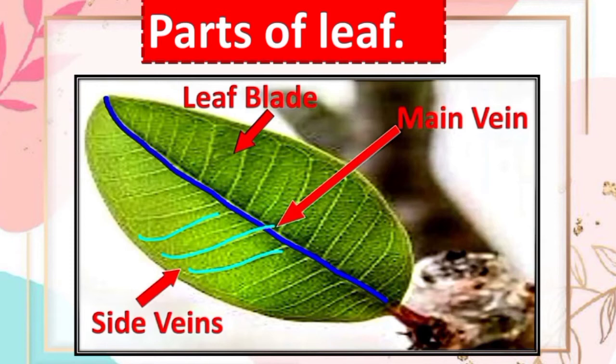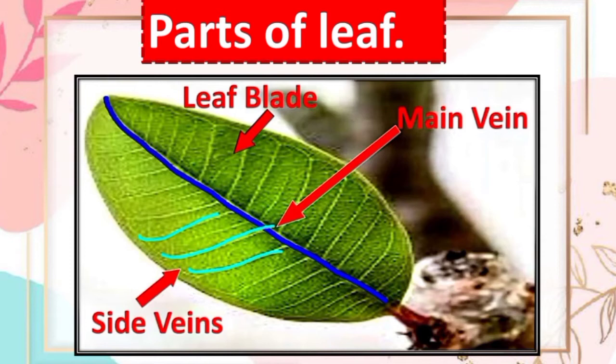And veins help in the transportation of substances. So that is the function of veins: they help in the transportation of substances, for example water, minerals, and prepared food. And the underside of a leaf contains millions of tiny openings, which are called stomata, and these tiny openings also help the plant, as they let air flow in and out of the leaf.